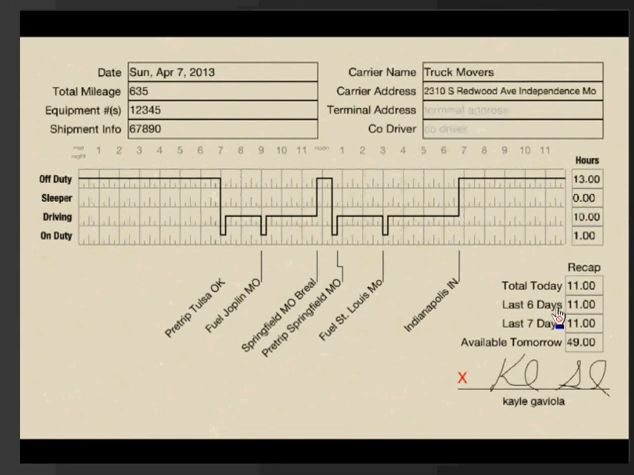Now here's our 6 and 7 day counts. You need to total these hours, subtract them from 60. This is our first day working, so we've got 49 hours available until we have to do a 34-hour reset. The other thing that we're going to need to do is we're going to need to come up here and put in the amount of miles we drove in the day. So we drove 630 miles because we drove from Tulsa, Oklahoma to Indianapolis, Indiana. And then we need to sign this.